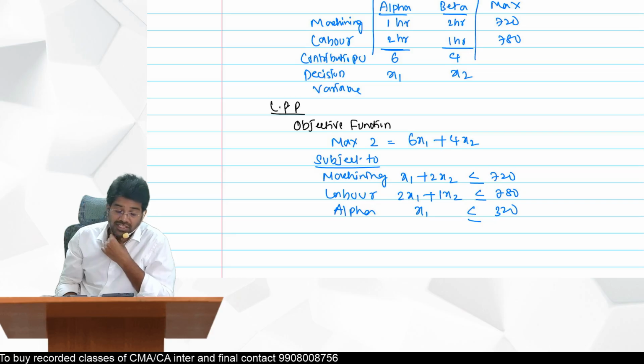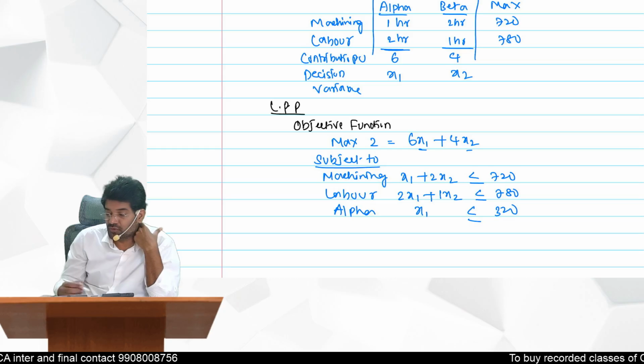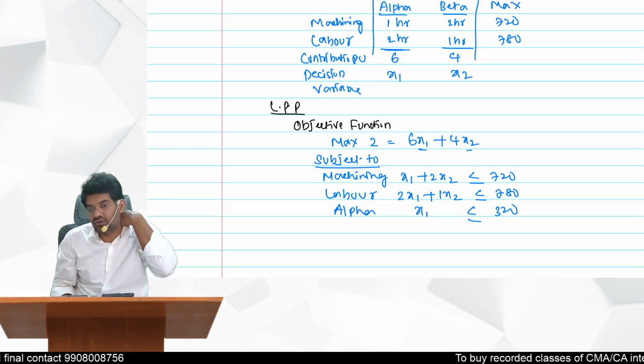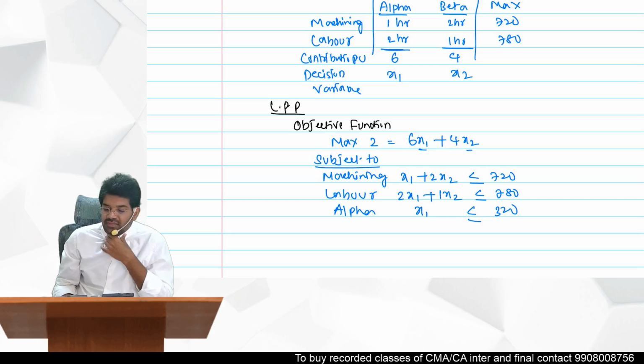So no, not constraints here, sorry, variables. How many variables are there? x1, x2. Only 2 variables are there, no? So you can use either graphical method or simplex method also. Instead of simplex method you can use graphical method for this.